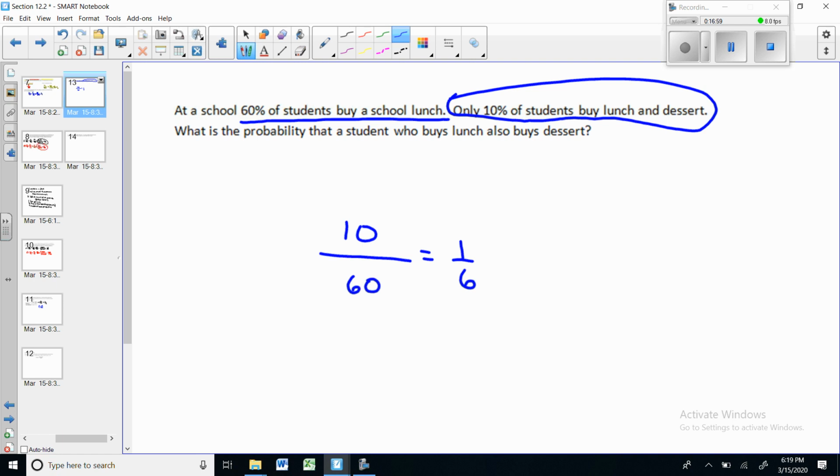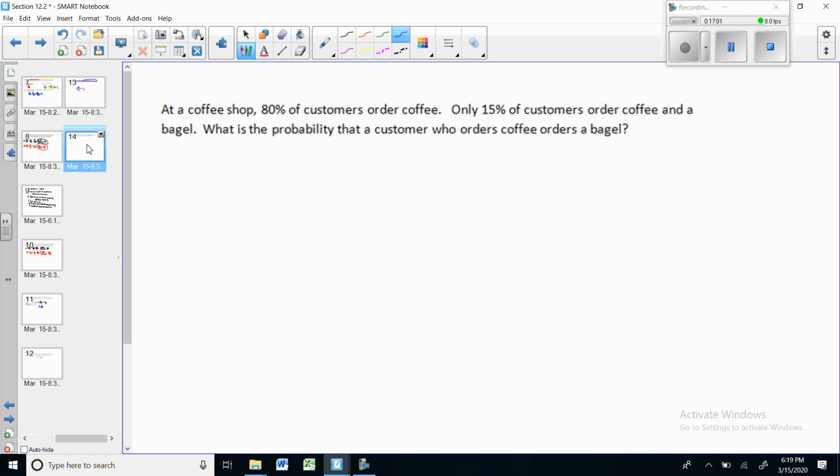Okay, here's another example. It's going to work along the same lines. At a coffee shop, 80% of the customers order coffee. Only 15% of customers order coffee and a bagel. So what's the probability that a customer who orders coffee orders a bagel? Well, there's 80% of the people who actually buy the coffee first. Out of that, 15% of the total customers buy the bagel.